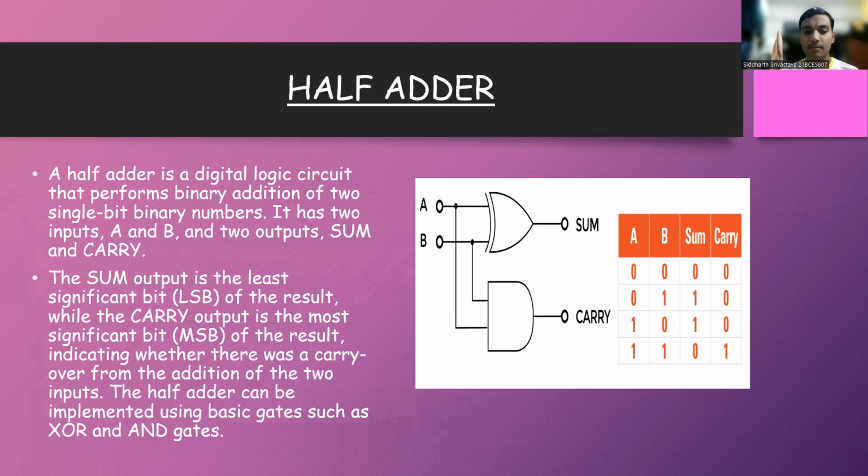The half adder can be implemented using basic gates such as XOR and AND gates. In the diagram, we can see the XOR gate and the AND gate. Using these two gates, we have implemented the half adder. Here is the truth table also. Sum is 0, 1, 1, and then 0, and for carry, there is no carry in the first three rows, and in the last row there is the carry. So now let's move further.